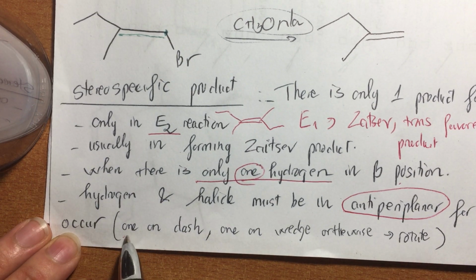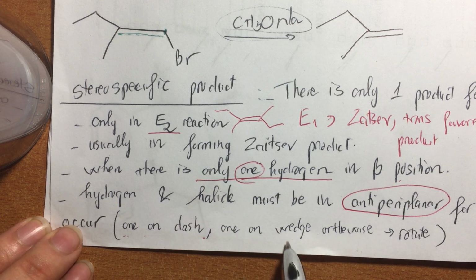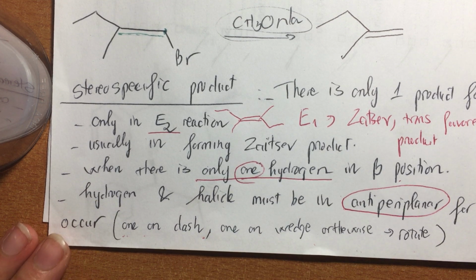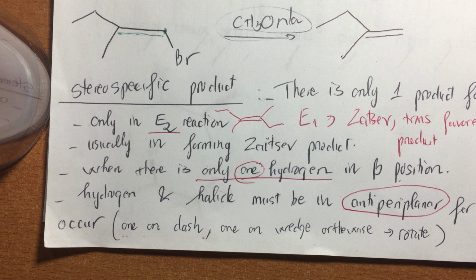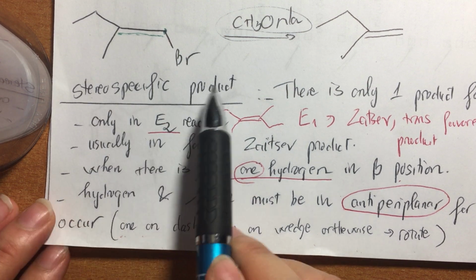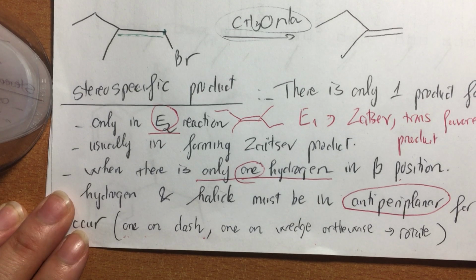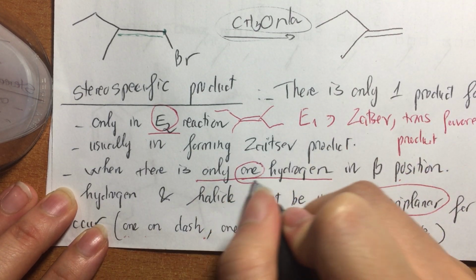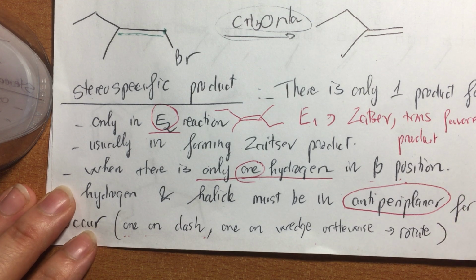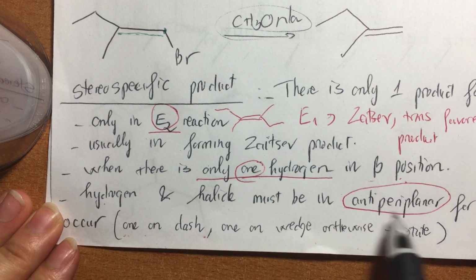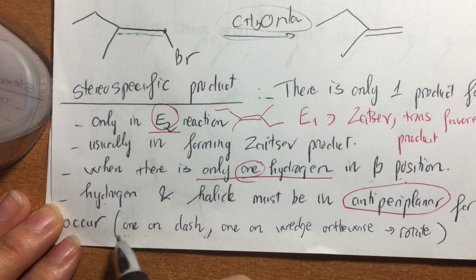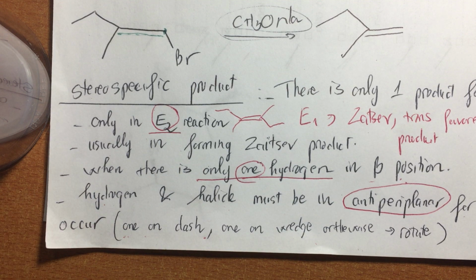This means that the hydrogen can be on dash and the halide on wedge, or otherwise. I will provide some more tips on how to draw it. So in general, the first thing is that a stereospecific product forms in an E2 reaction. The second is that there is only one hydrogen in the beta position. The third is that the hydrogen and the halide must be in the anti-periplanar configuration. Those are the three factors when a stereospecific product forms.